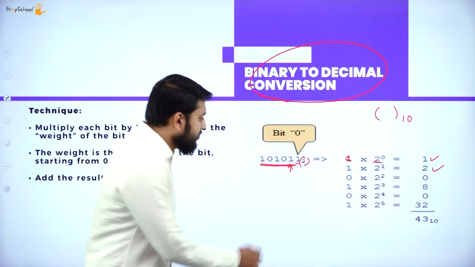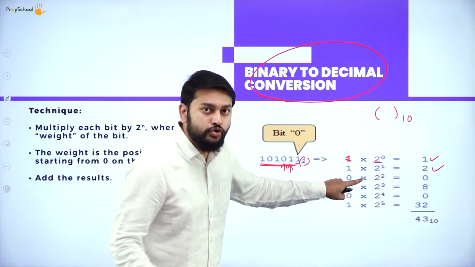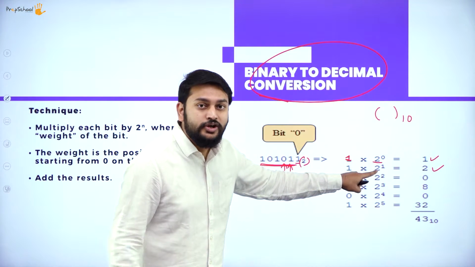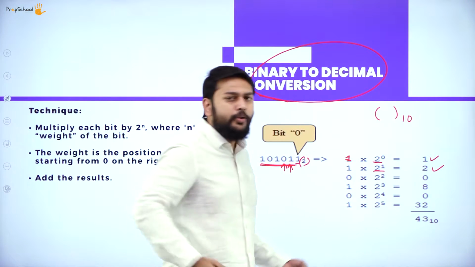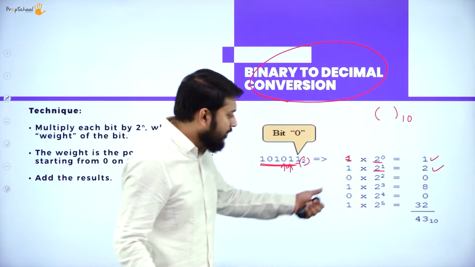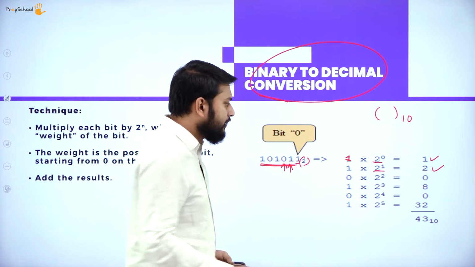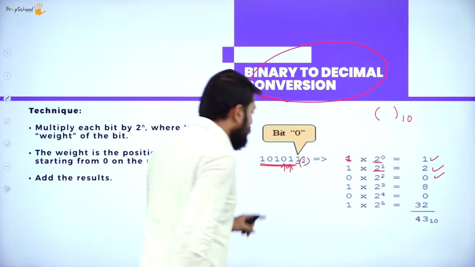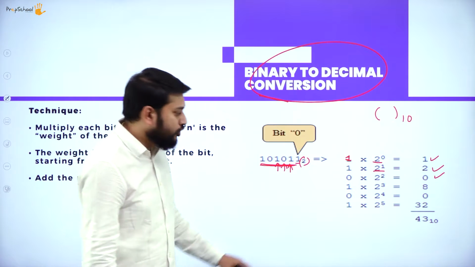Then what is the next number that I have? 0. So I will write 0 into, what is the next power? I already have 2 to the power of 1, so obviously it is 2 to the power of 2. But I will not calculate that because 0 into anything is 0. Directly I will write 0. Then after that, the next number I have here is 1, so I'll write 1.